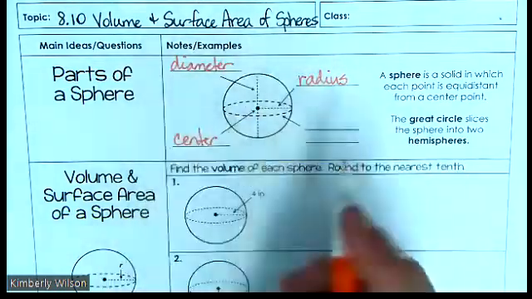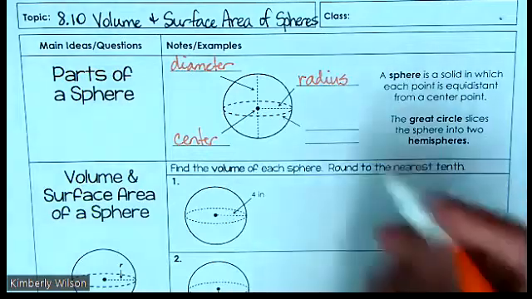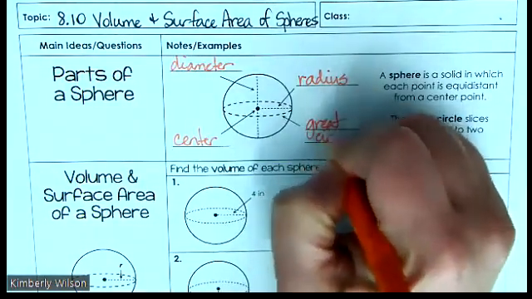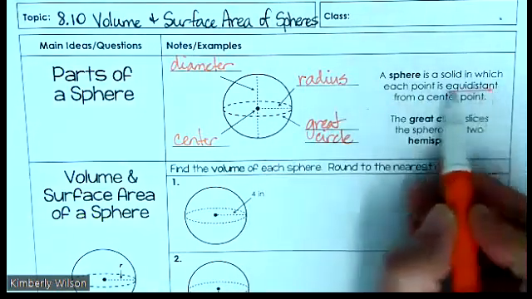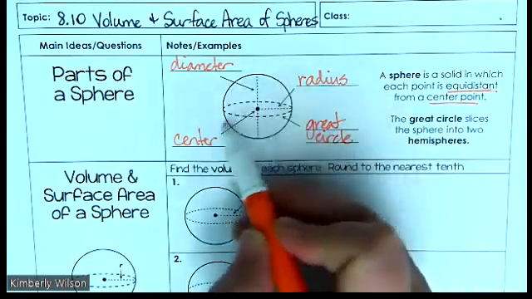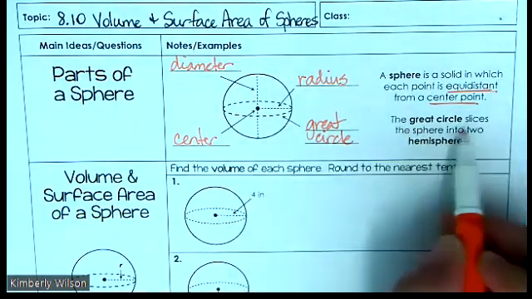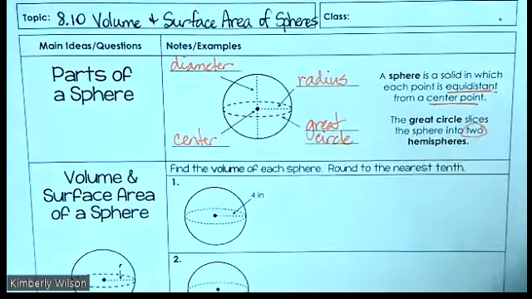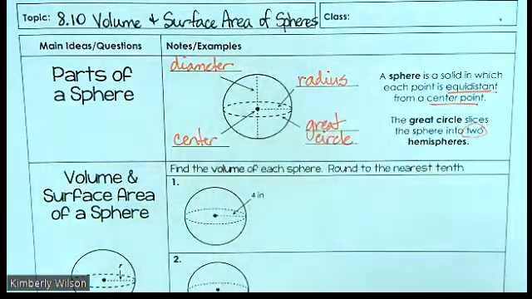And then this whole thing, the big circle around it, like a horizontal slice, is called the great circle. Okay, so a sphere is a solid in which each point is equidistant from the center. So each one of these points, that means the radius is the same all the way around that sphere. The great circle slices the sphere into two hemispheres. Okay, means you have a top half of the ball, the bottom half of the ball.